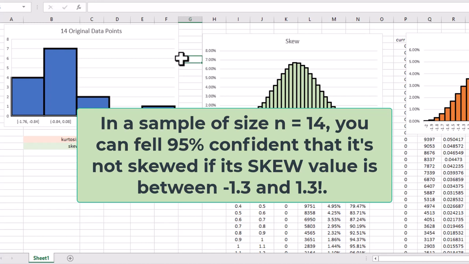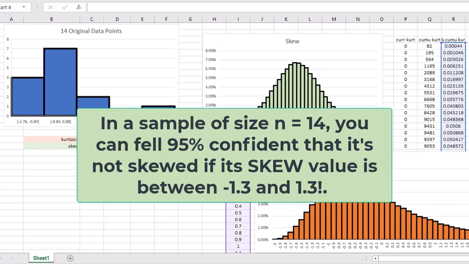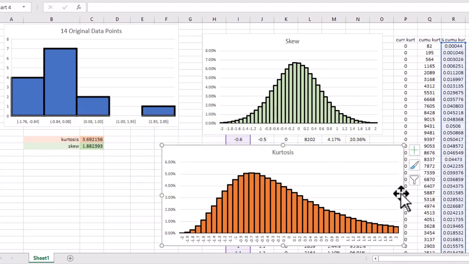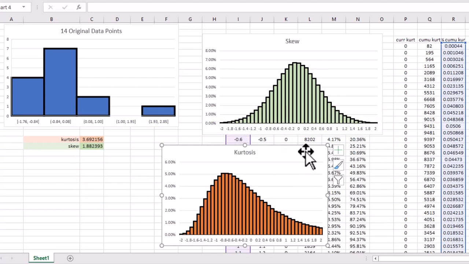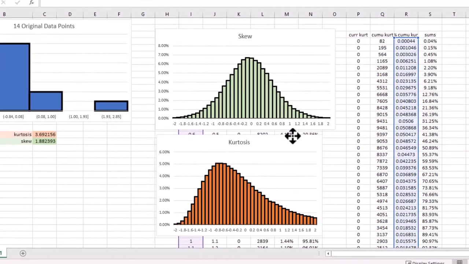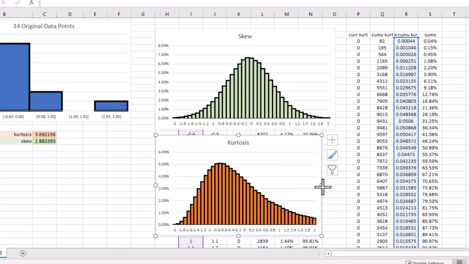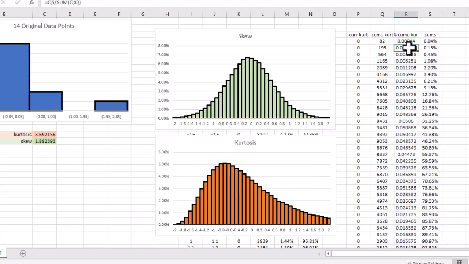This only applies to a sample of size 14. But in a sample of size 14, if our skew value is between negative 1.3 and 1.3, then it's not too skewed. We can do the same thing for the kurtosis. The kurtosis is a little bit more fun, I think, because it itself isn't a symmetric distribution. But that's okay. We can just do the same 2.5% off either end. So I'll do that over here.